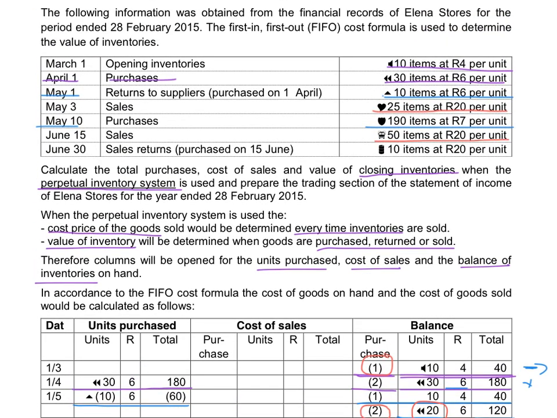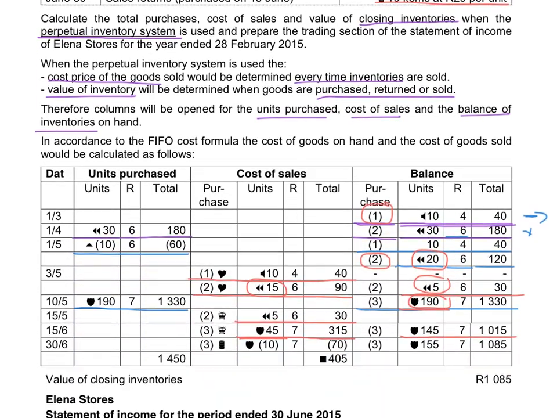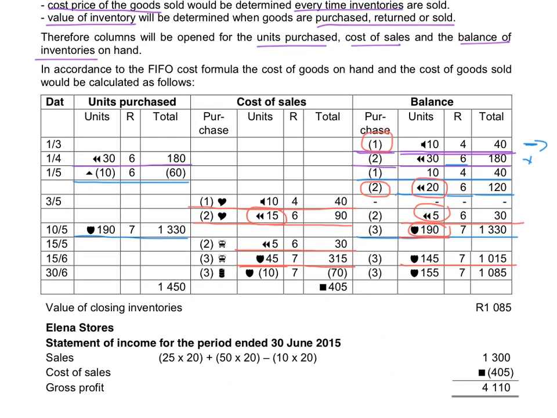Then we have sales returns. Some of the customers are not satisfied with the goods that they bought on the 15th, and they return 10 units at R20 each. Remember that R20 again is the sales price, so we don't record the sales price. We look at what was the cost price of the articles. They're returning 10, so I have to show that the number that came back is 10, so we've sold 10 less, and it means that my total cost of sales will decrease by 70.